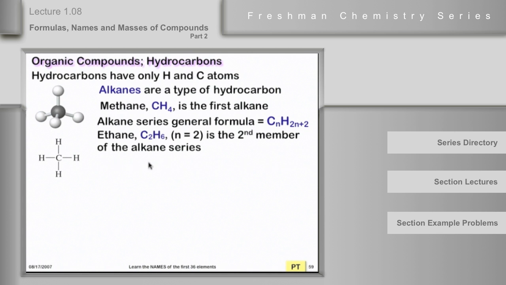If n were 2, then it would be C2H, 2 times 2 is 4 plus 2 is 6, C2H6, and that would be the second member of the alkane series, as you see here. N is equal to 2 for ethane. And then the next one is propane, that has 3 carbons, and butane that has 4, and pentane that has 5, and so forth. So, learn the straight chain alkane names in table 2.7. I've given you the first 4 of them: methane, ethane, propane, butane.